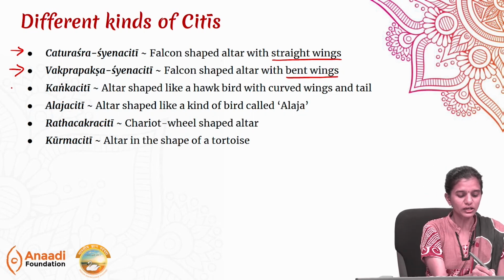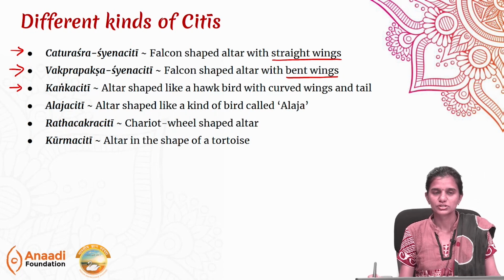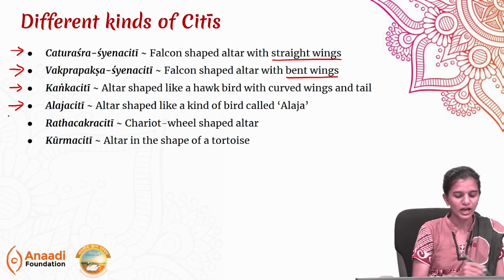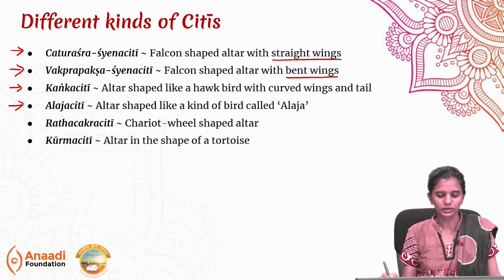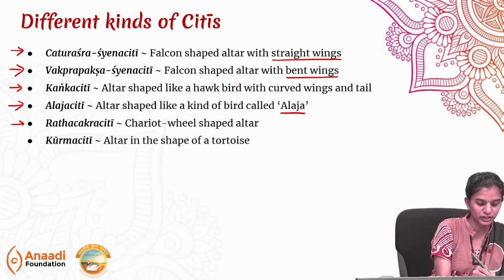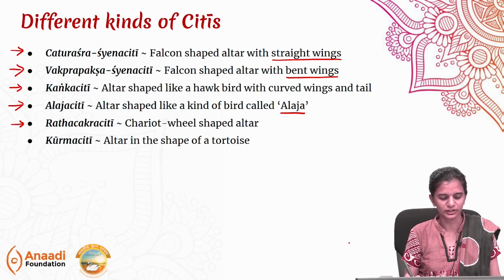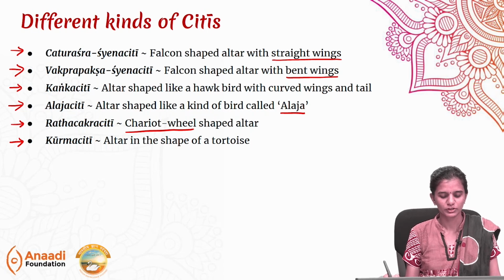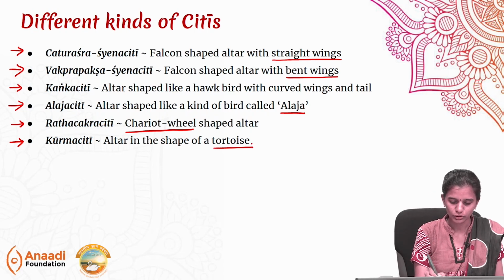Then we have Kanka Chitti. This chitti is shaped like a hawk bird with curved wings and tail. Then we have Alaja Chitti. This one looks like a kind of bird called Alaja. Then we have Ratha Chakra Chitti. Ratha means chariot, Chakra means wheel. So, this is a chariot wheel shaped chitti. Then we have Kurma Chitti. Kurma means a tortoise. This chitti is in the shape of a tortoise.